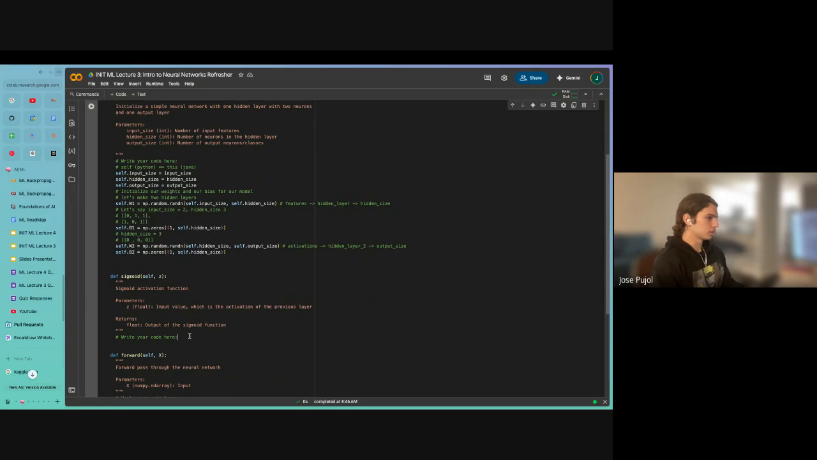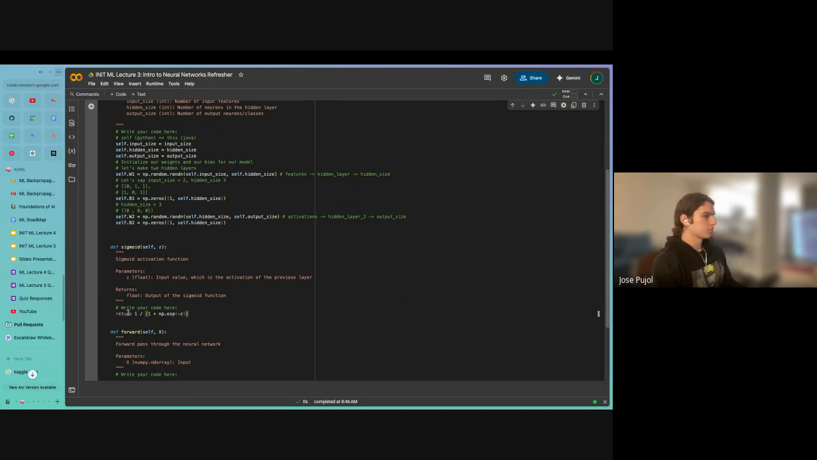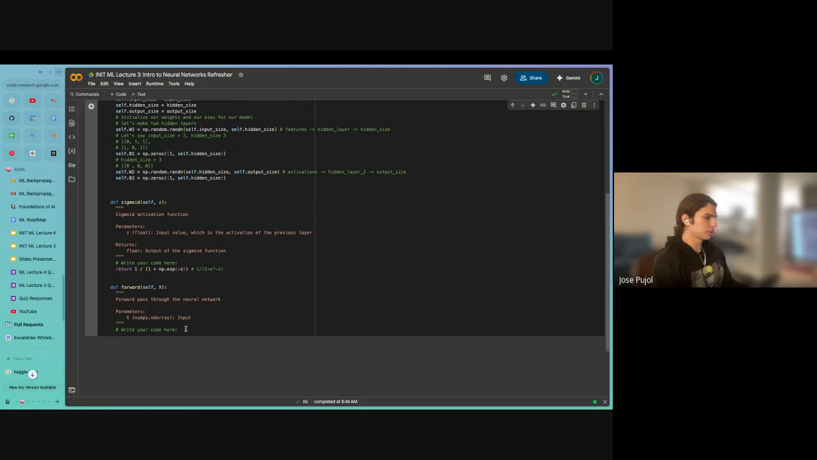Okay, so moving on to sigmoid. If y'all have any questions, please let me know. Sigmoid is just, as you know, 1 divided by 1 plus e to the negative z. We've seen this quite a couple times by now.